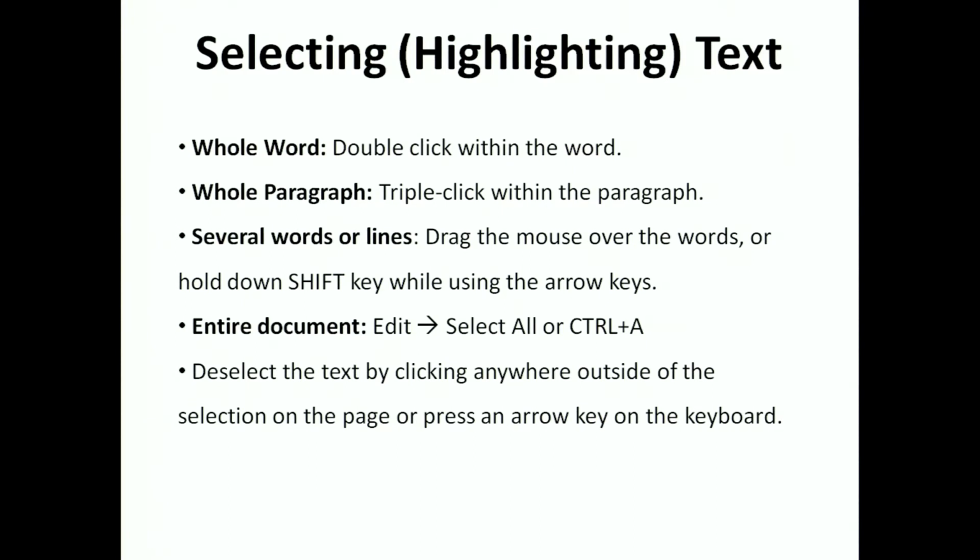Next, for selecting or highlighting particular text, we can use the mouse. For selecting a whole word, we can double click within the particular word, and the whole word will be selected. For selecting a whole paragraph, we have to triple click within the particular paragraph. For selecting several words or lines, we can use the mouse: if you just drag over the particular words, those words will be selected.